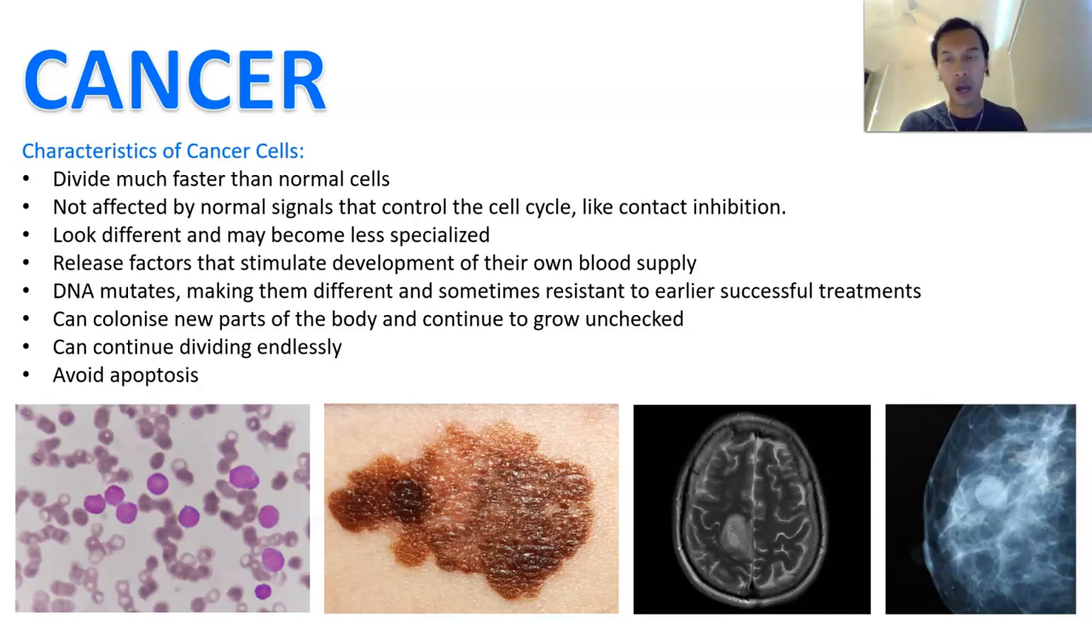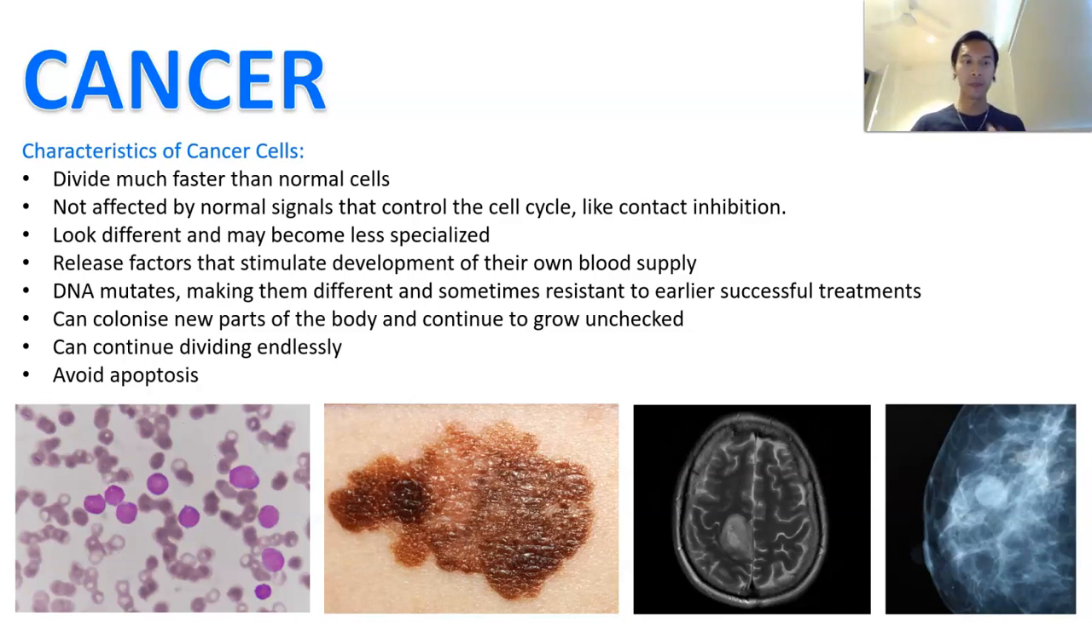In these cancer cells, the DNA mutates, which means that the DNA in cancer cells is going to be different and sometimes resistant to earlier successful treatments. And they can colonize new parts of the body and continue to grow unchecked, which is why early detection plays a really important role in slowing down or preventing cancers from spreading too much around the body. Right? And in the end, they can just continue to divide endlessly. And through their own mechanisms, they manage to avoid apoptosis. The cell is supposed to die, but it just doesn't die.